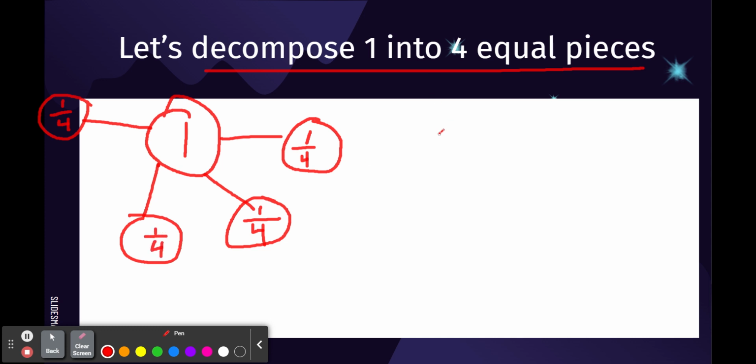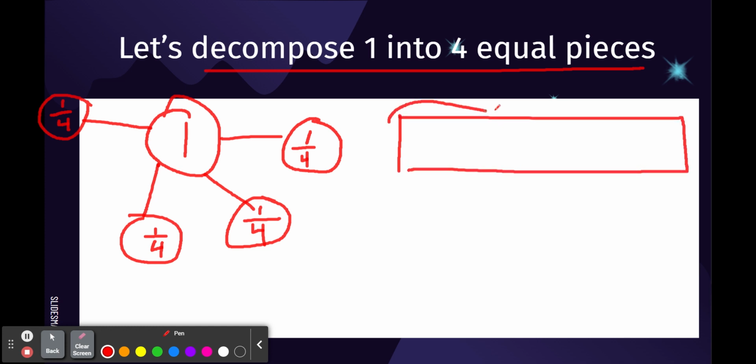Okay, now let's represent this with a strip diagram. If I draw one strip, this strip is going to be equal to 1, and I'm going to break this into 4 equal pieces. Each of my pieces is going to represent 1/4 because they're 4 equal pieces.